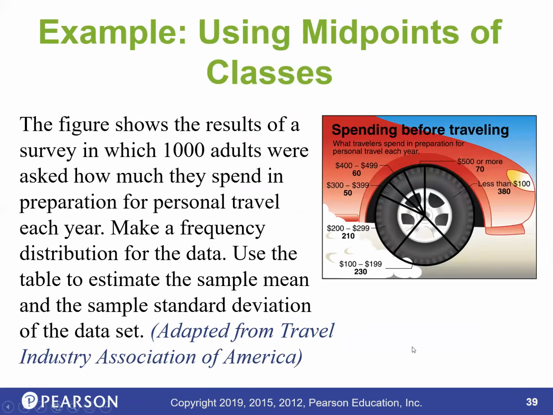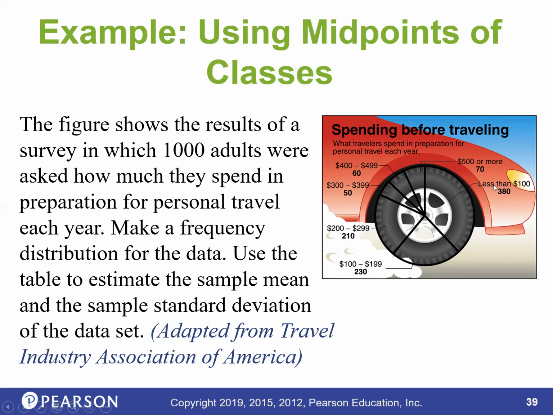It came from this. It says a figure shows the result of a survey of 1,000 adults who were asked how much they spend in preparation for personal travel each year. So before you go out on your camping trip for the summer, the question is, what do you use it on? Make a frequency distribution, use the table to estimate the sample mean and the sample standard deviation of the data. Oh, this one's actually real stuff. Look at this, adapted from the Travel Industry Association of America. I wonder what year it is. But there it is. So let's talk about the data.